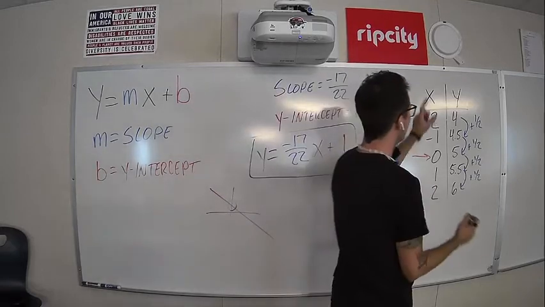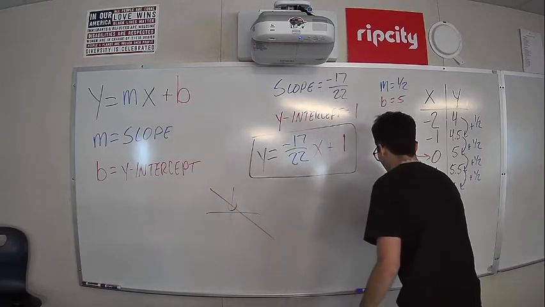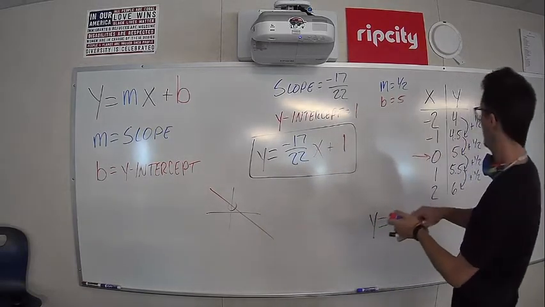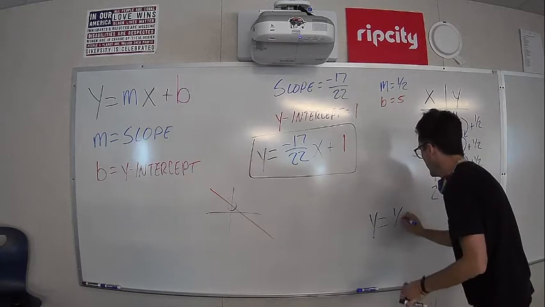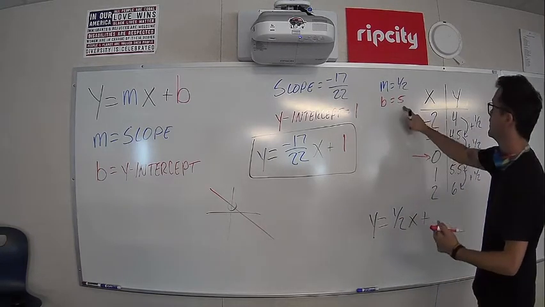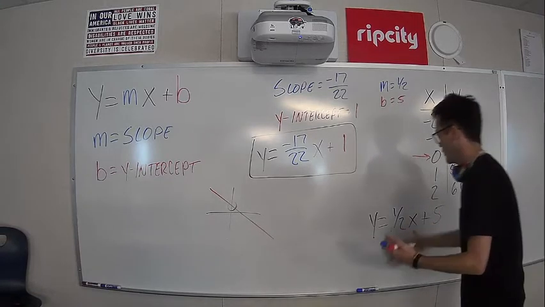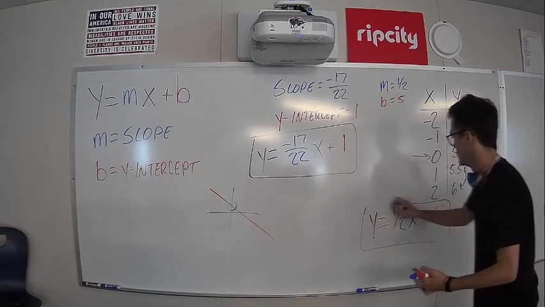So the equation of this line that is described by the data over here is y equals negative 1/2 x plus 5. And then put a big box around it, because that one's done.